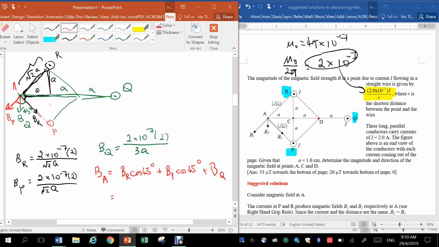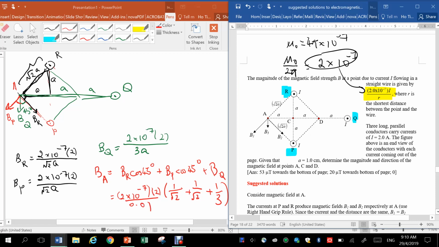So let's do it. What is it? Taking out the common factors, we have 2 times 10 to the power minus 7. Each of them has a current of 2. The rest will be 1 over, and this whole thing over A. It'll be 1 over square root 2 here, plus 1 over square root 2 here, plus 1 over 3. Right? So now just plug in the value for A. A is essentially just 0.01. You have a whole bunch of numbers, type it in, and you should get your solution.